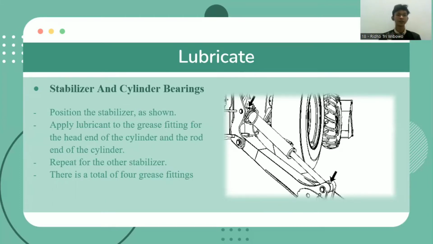After that, we must lubricate the stabilizer and cylinder bearings. Make sure the position of the stabilizer is as shown in the picture. Apply lubricant to the grease fitting for the head end of the cylinder and the rod end of the cylinder.